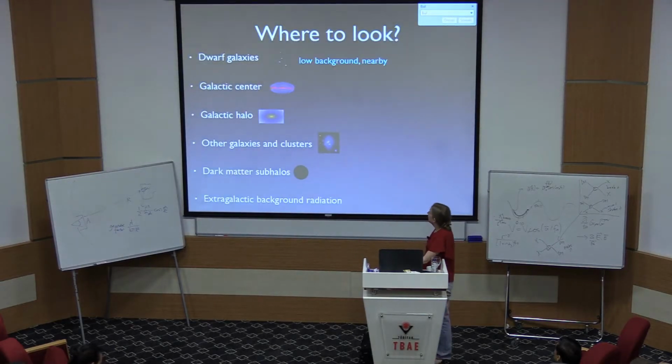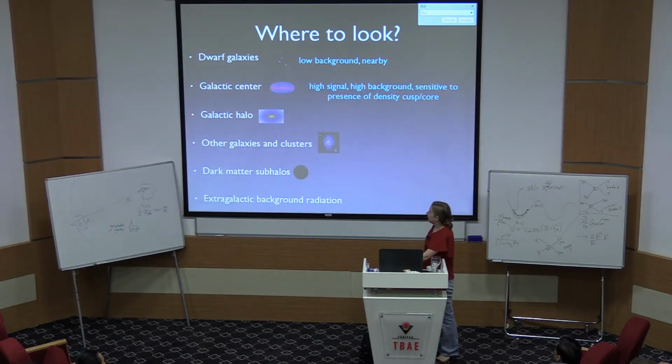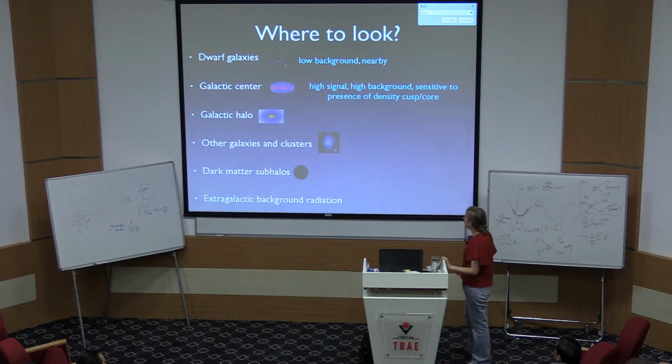So for these photon and neutrino searches, your question then becomes, where should we look, with the zero thought answer being, of course, you look everywhere. But these are the advantages and disadvantages of each location. So the dwarf galaxies are orbiting the Milky Way. They're relatively close to us. They're also relatively low background. They're generally where the most robust constraints come from for these annihilation searches.